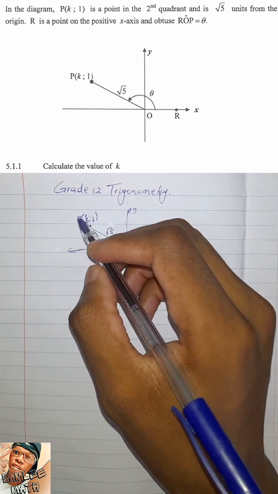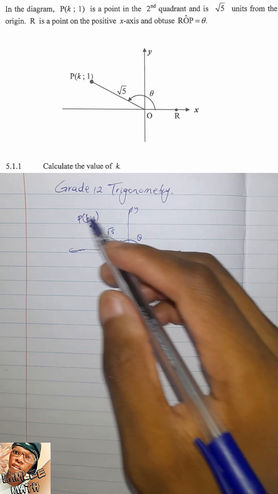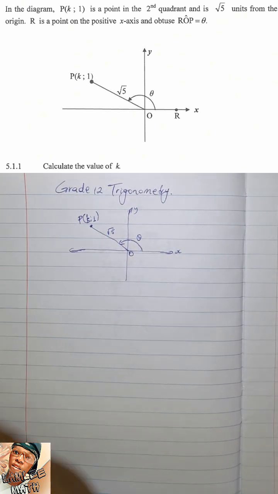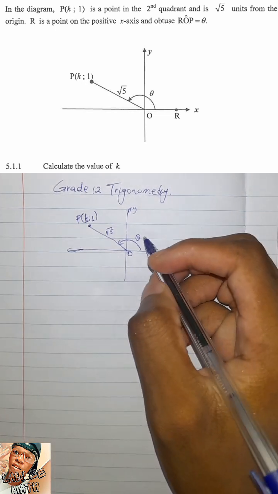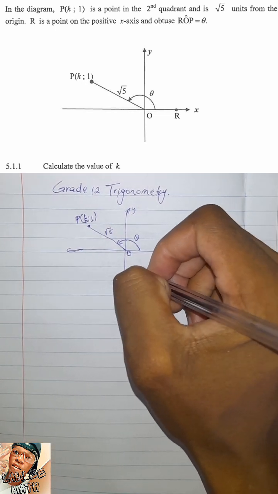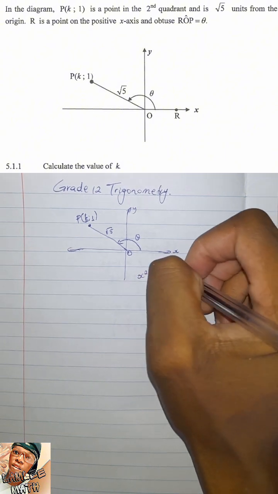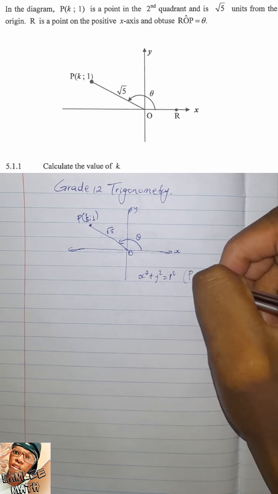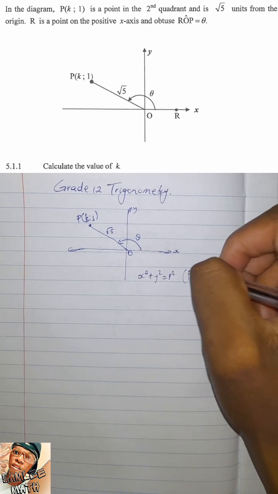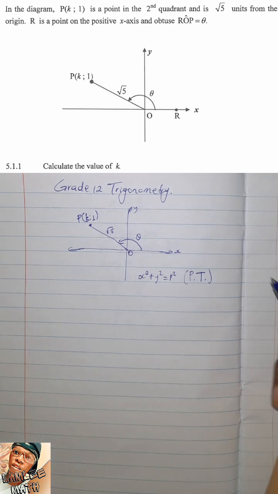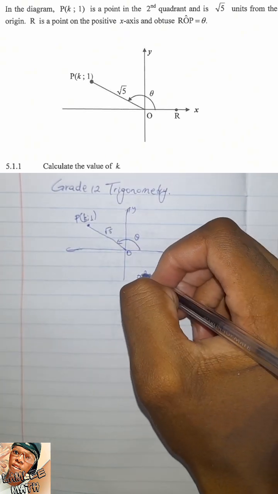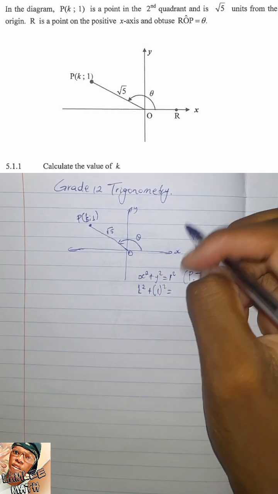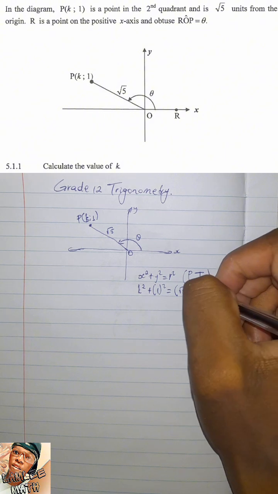As you know, P's coordinates are in terms of x and y, so k will be x and 1 will be y, so we need x. Before we attempt any questions in the question paper, we're going to calculate x by saying x squared plus y squared is equal to r squared. Because this is paper 2, you have to provide a reason for every statement that you write. So the reason here is Pythagoras theorem. I'm just going to write t because I like space. So the x coordinate is k, so k squared plus y is 1, so 1 squared is equal to r, r is root 5, that squared.